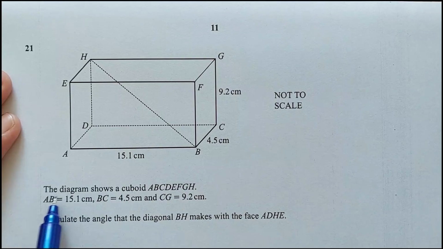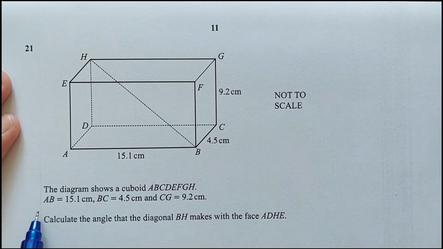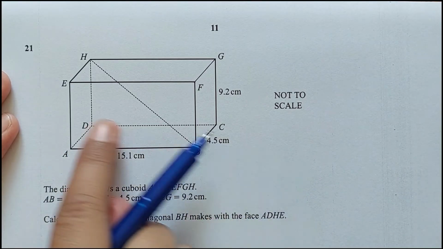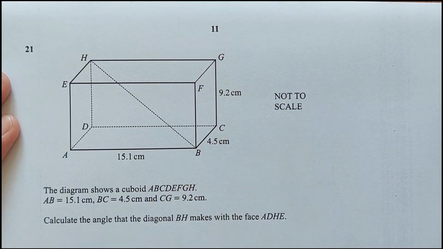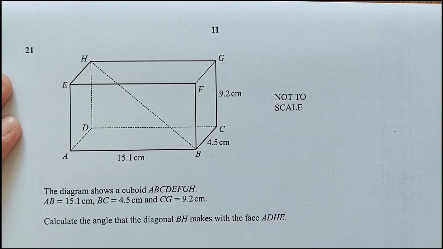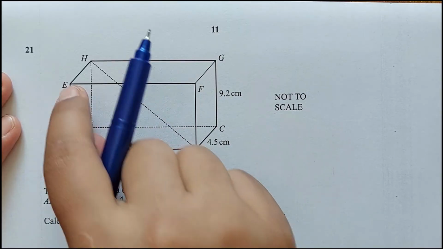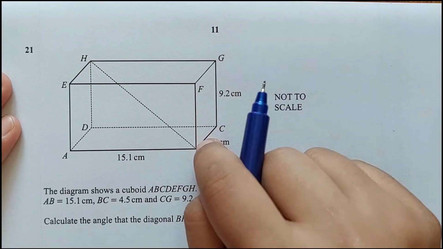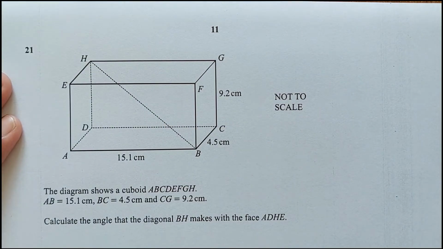Question number 21. The diagram shows a cuboid ABCDEFGH. AB is given. This AB is 15.1 centimeters. So DC, EF and HG are also 15.1 centimeters. BC is 4.5. FG, AD, EH, they are all 4.5 centimeters. And CG is 9.2 centimeters. BF, AE, DH are all 9.2 centimeters.